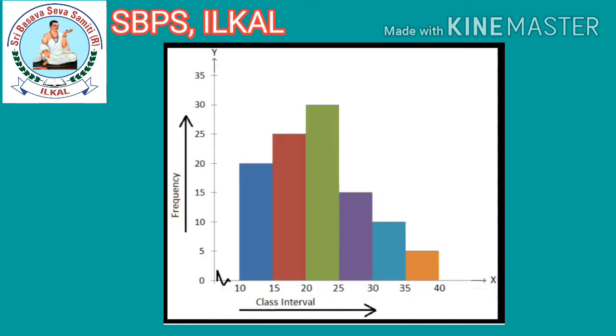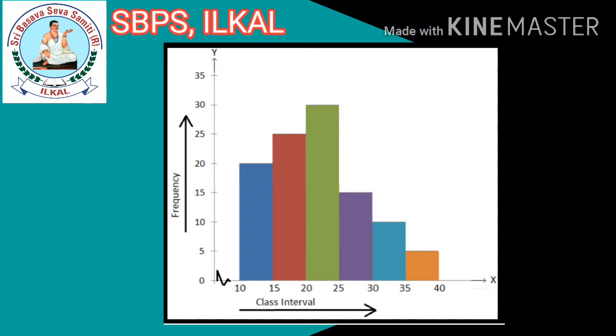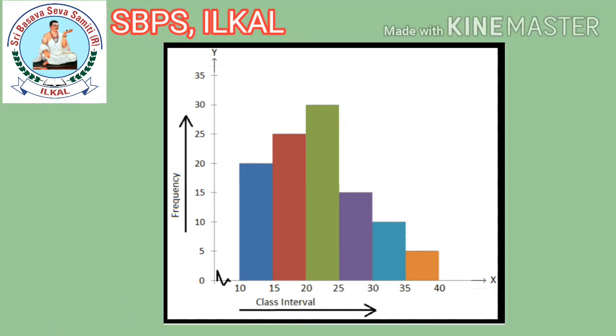One more example let us consider, then you will understand it very clearly. On the x-axis we considered class interval and on the y-axis we considered frequency. Class intervals here are 10 to 15, 15 to 20, 20 to 25, 25 to 30, 30 to 35 and 35 to 40. In between we have not left any gap, children. Without leaving a gap, if you draw bars, then that type of graph we call a histogram.